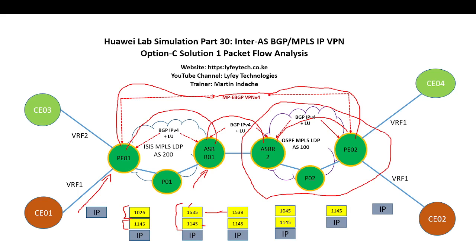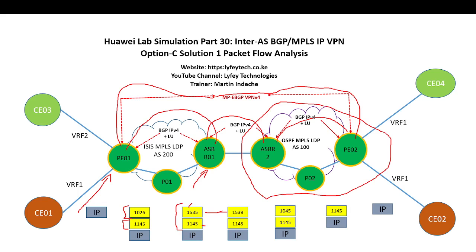P02 in this case is our penultimate hop, so it removes the outer label 1045 and forwards the packet with just the inner label 1145 to PE02. So PE02 will perform the pop operation and remove all the labels from the packet and forward the IP packet to C02. So this is how the packet is flowing.